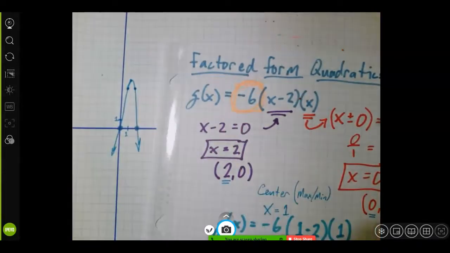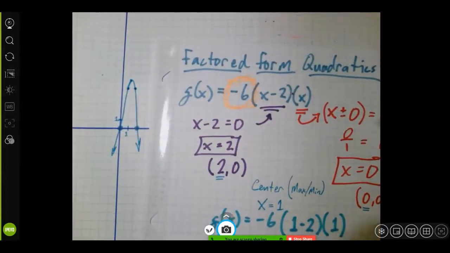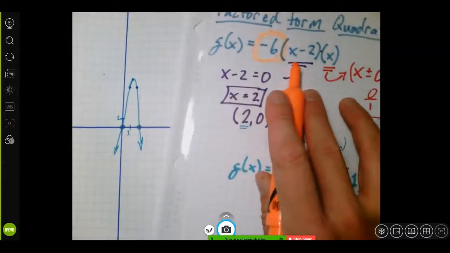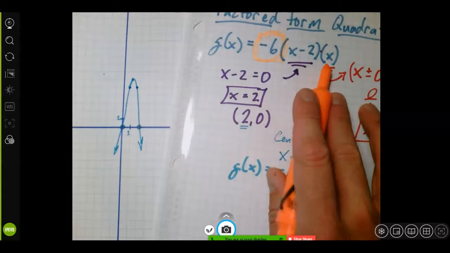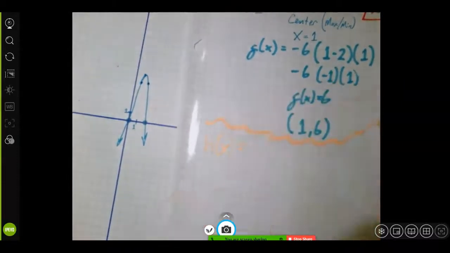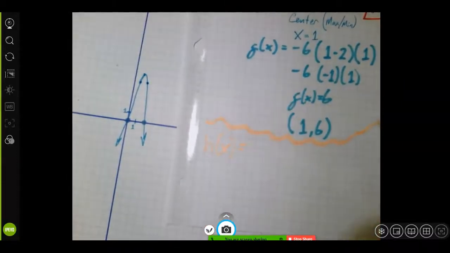Do me a favor. Let's play the what if game. What if that negative 6 wasn't there? And we had x minus 2 times x. So let's say h of x. I'm going to switch to a Sharpie because I don't like writing in highlighter.